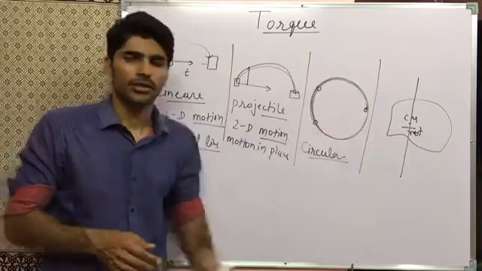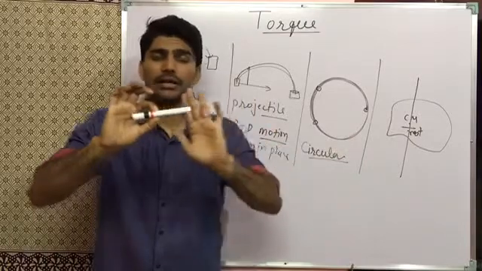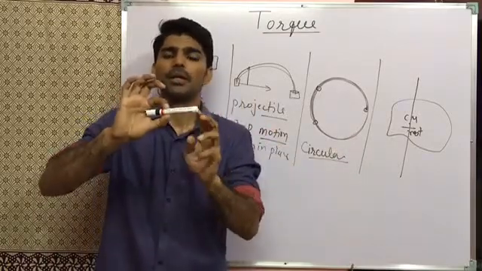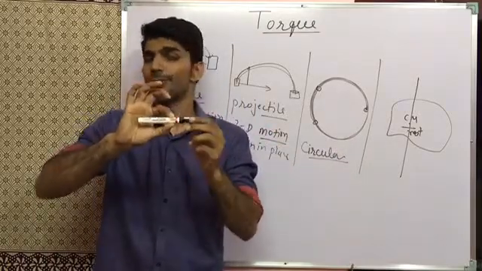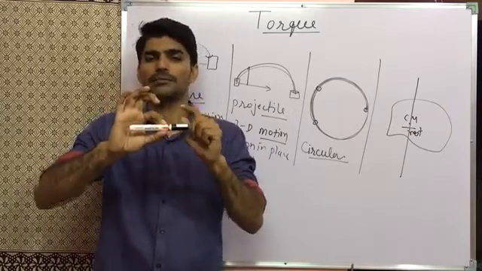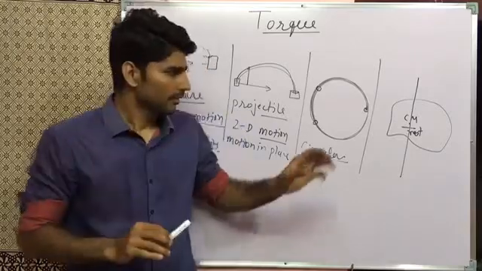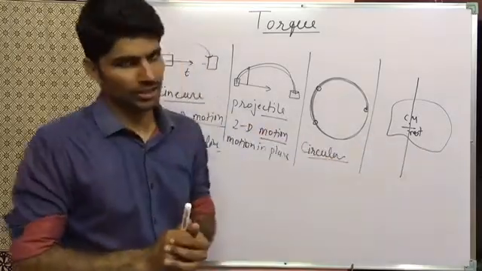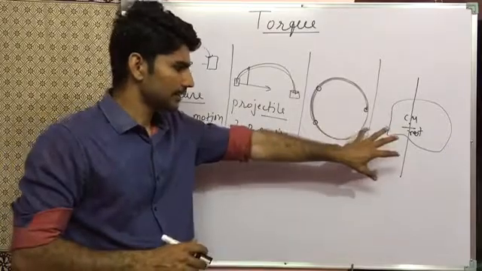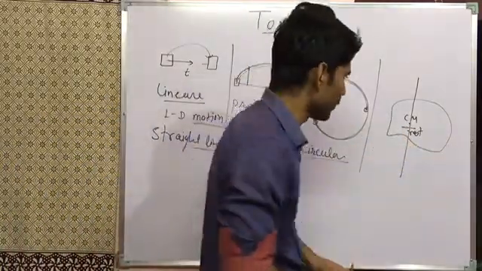But in rotational motion, the center of mass remains stationary and other parts of the body show the motion, or this part of the body is moving about an axis. So this type of motion is called rotational motion. In this case, the center of mass remains stationary and other parts are moving.